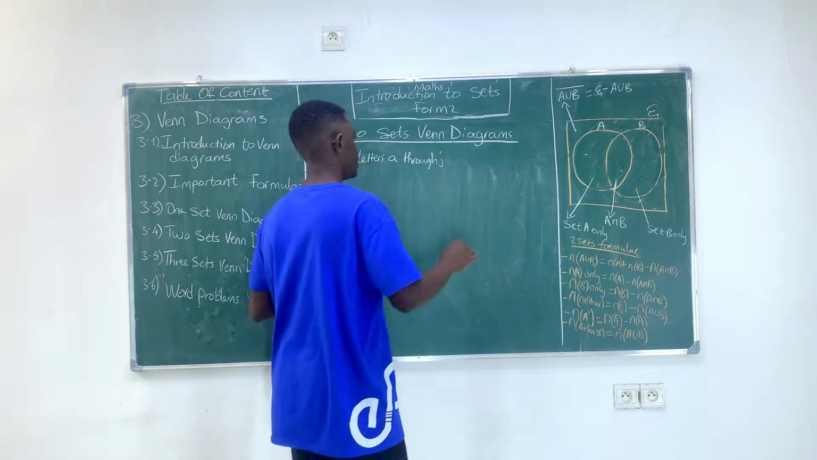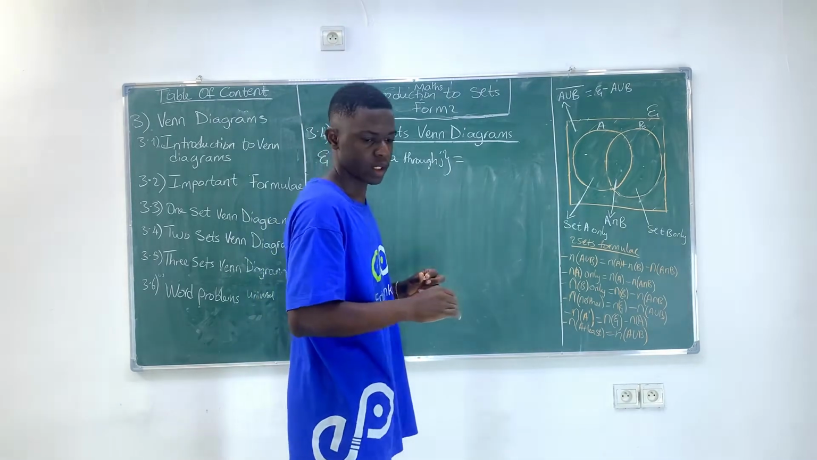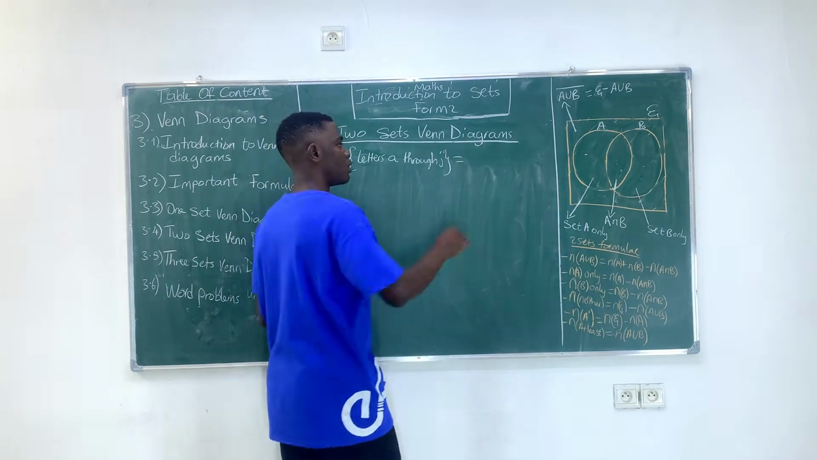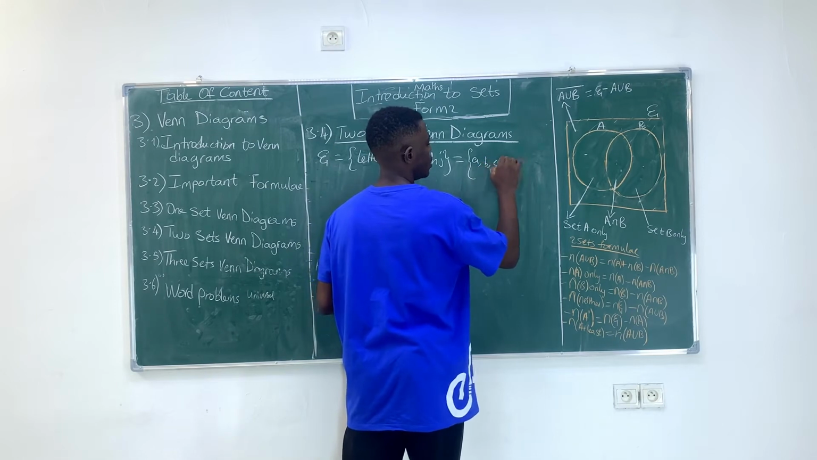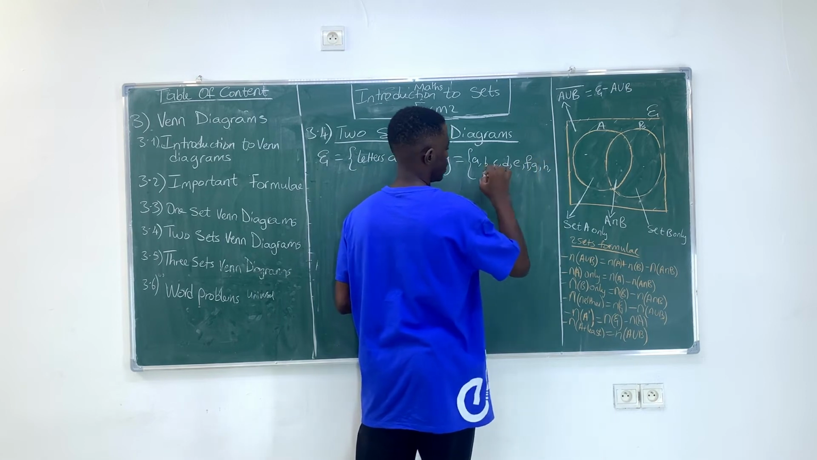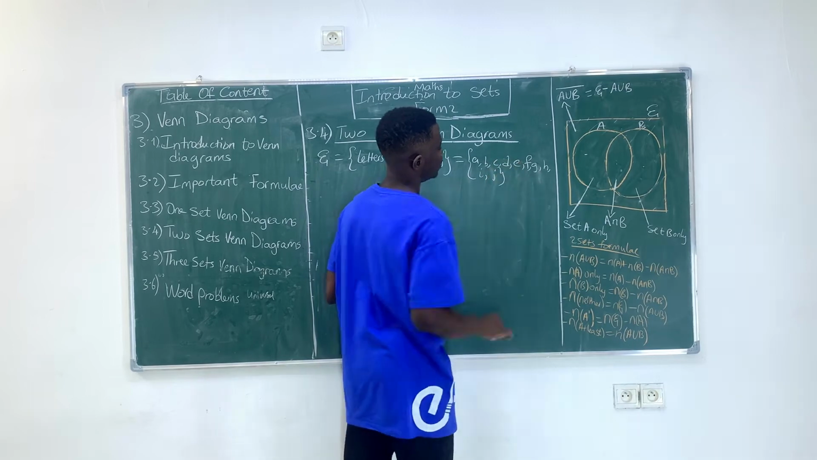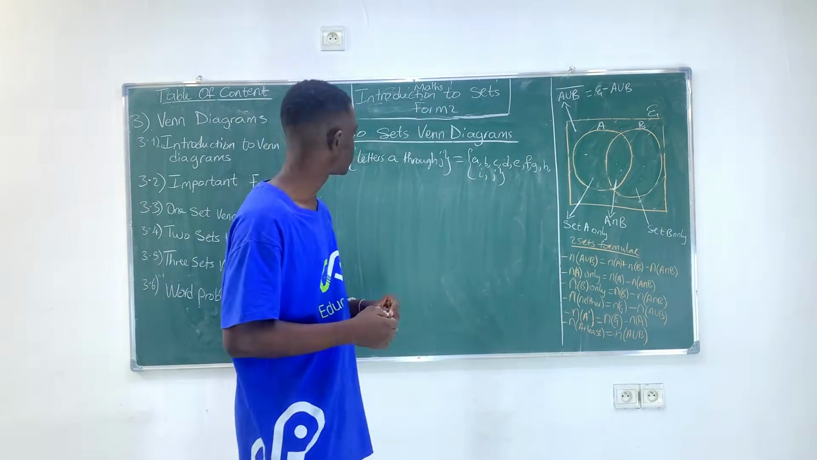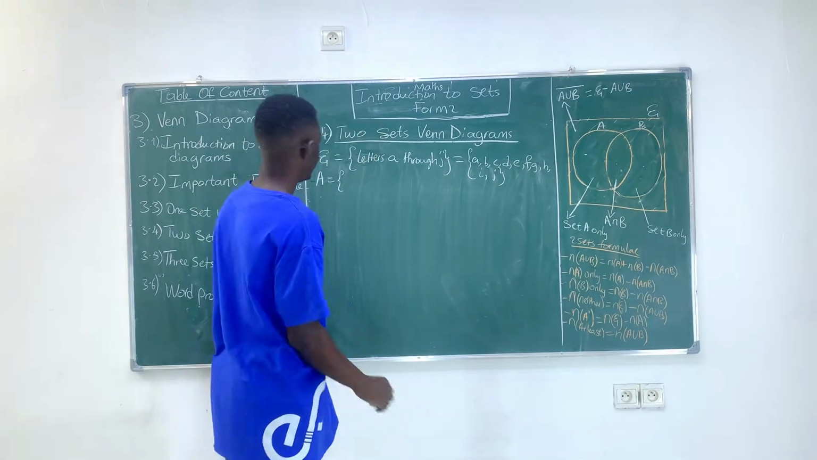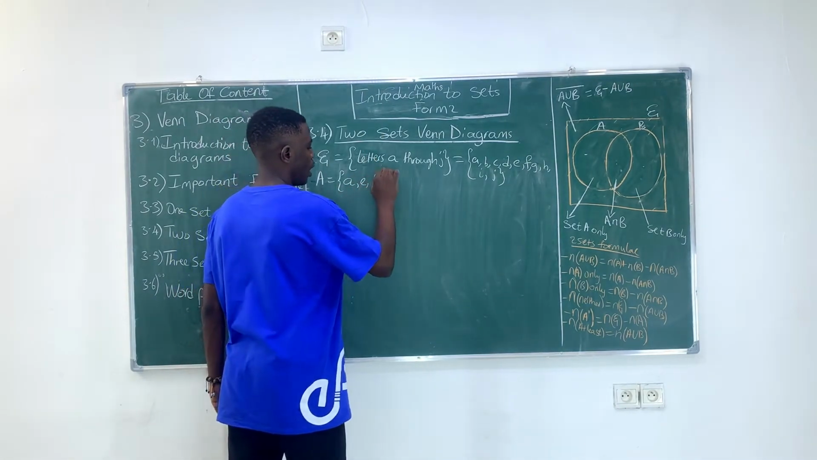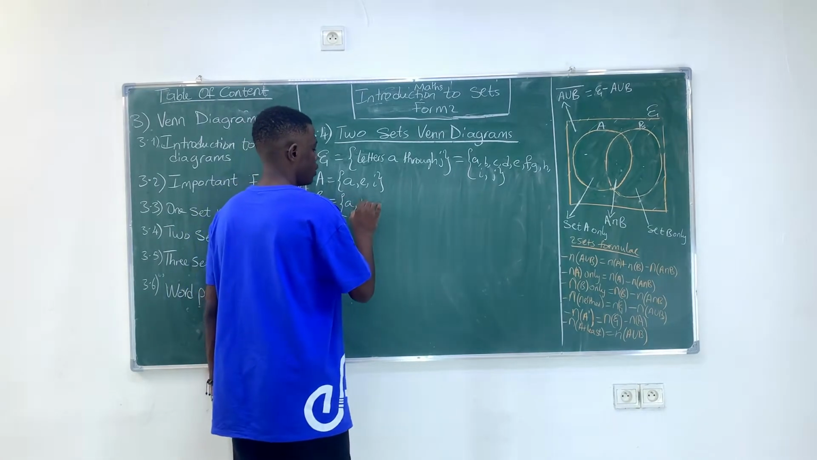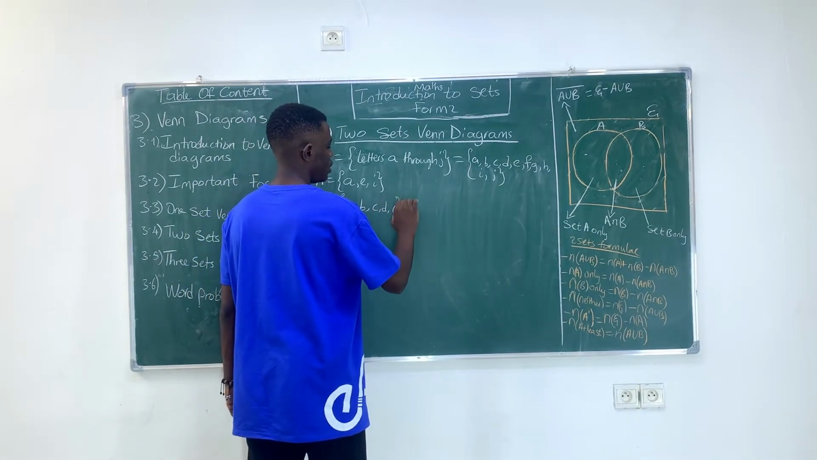Letters A to J. So what is letters A to J? This is the descriptive form. Let's put it in the listing form. We use these letters A, B, C, D, E, F, G, H, I, J. And set A is equal to A, E, I, and set B is equal to A, B, C, D, E.